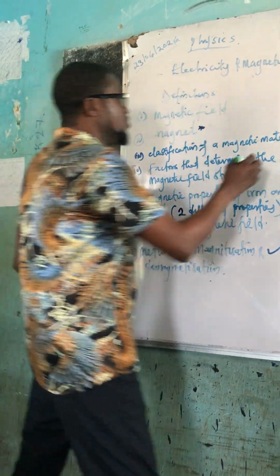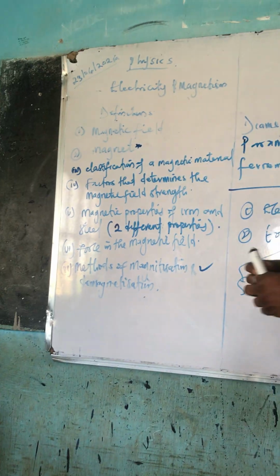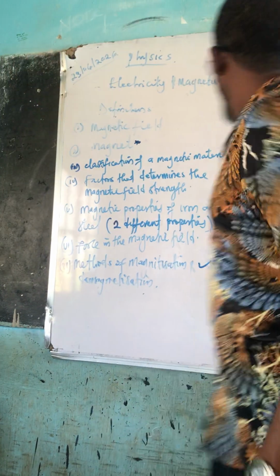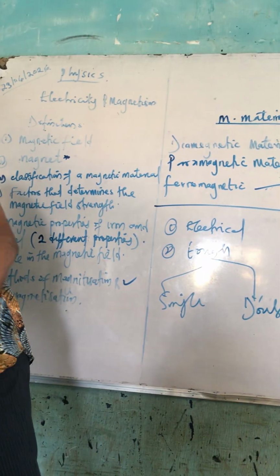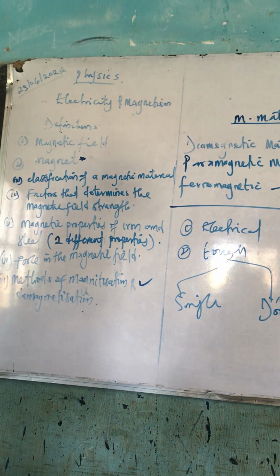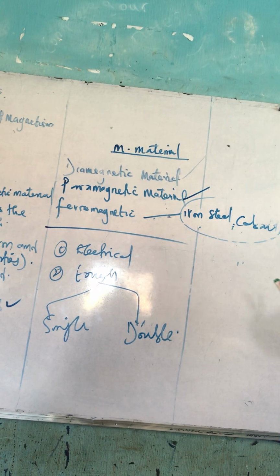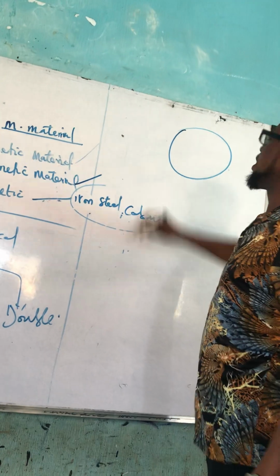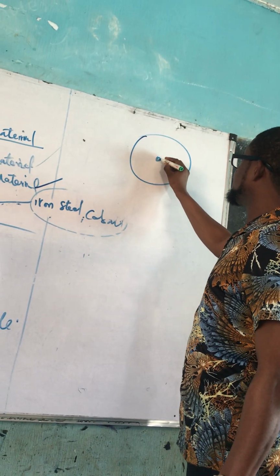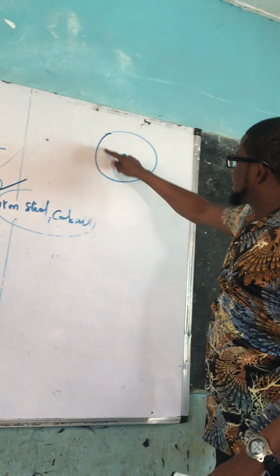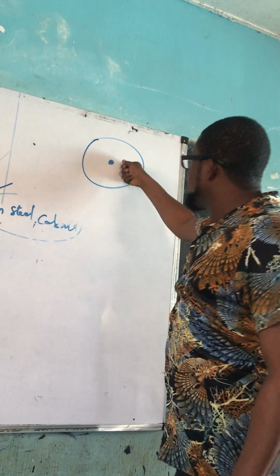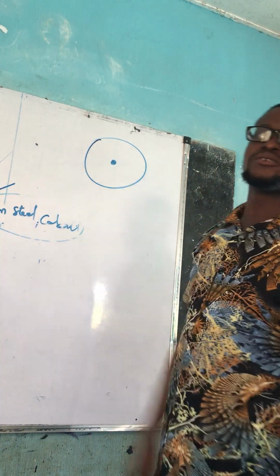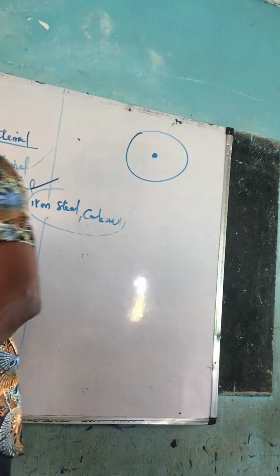So let's start with the factors that determine the magnetic field strength. When I say magnetic field, what are the factors that will determine how strong the magnetic field is? This is a magnetic field, for instance, because this is a magnet we are treating. So what is the strength of this magnetic field? How big or how small is it going to be? Some factors will determine it.